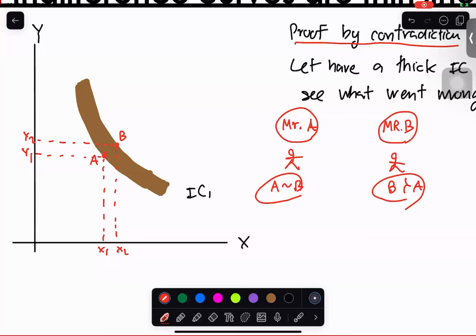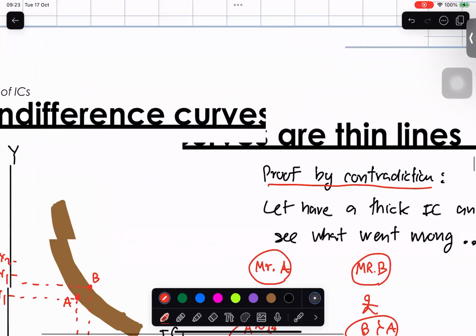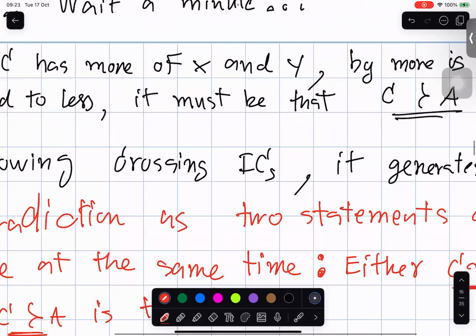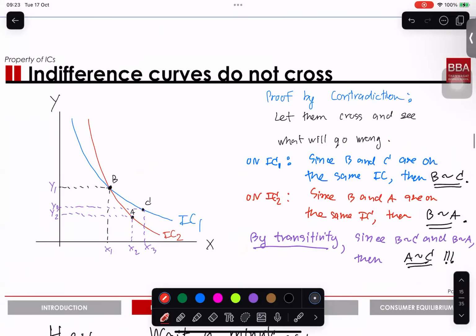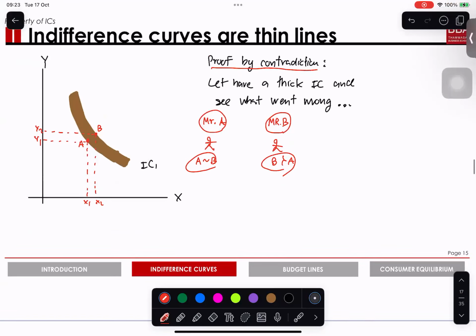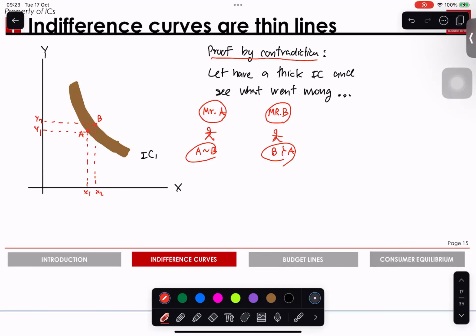You should write it down by yourself by just looking at the previous proof. I'm not going to write it down again. Or you can go back home, listen to this again and write down the argument to prove that indifferent curves must not be thick. Okay, we finished the properties of indifferent curves already.